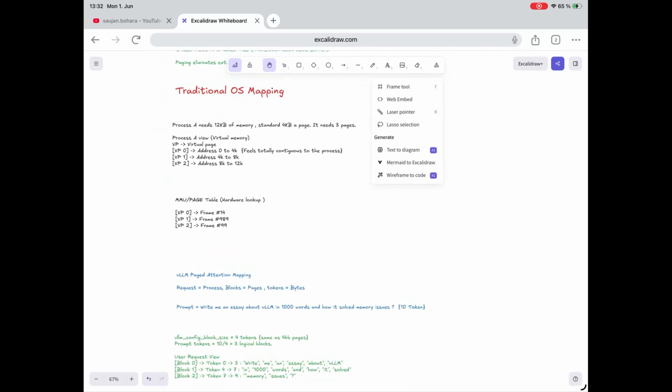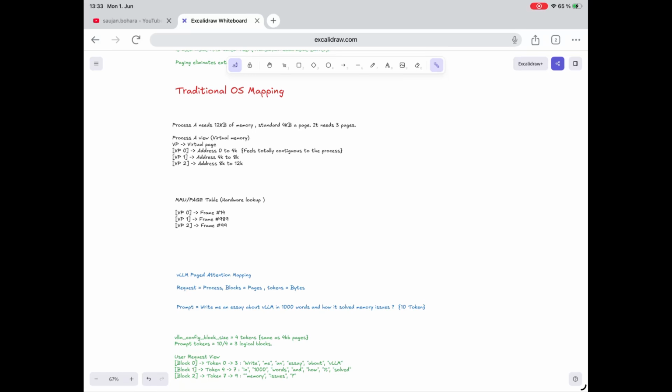So, one brief example on this OS mapping, and then we'll move on. Imagine I have a process that needs 12 kilobytes of memory, and we have a standard 4 kilobyte page. So we know that it needs 3 pages, right? You have this RAM, and you just slice it into smaller pieces. How much can one piece store? In this case, you would call that particular piece a page, and we say that one piece can store 4 kilobytes of data. That's all it is. So for 12 kilobytes to be written, you need 3 pages.